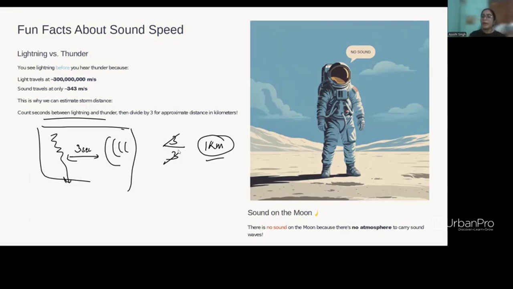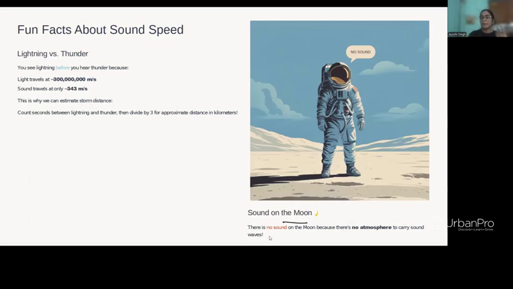Now, the sound on the moon also is not there, there is no medium, like I told you, no atmosphere whatsoever, no air or wind. So that's why there is no sound at all on the moon.